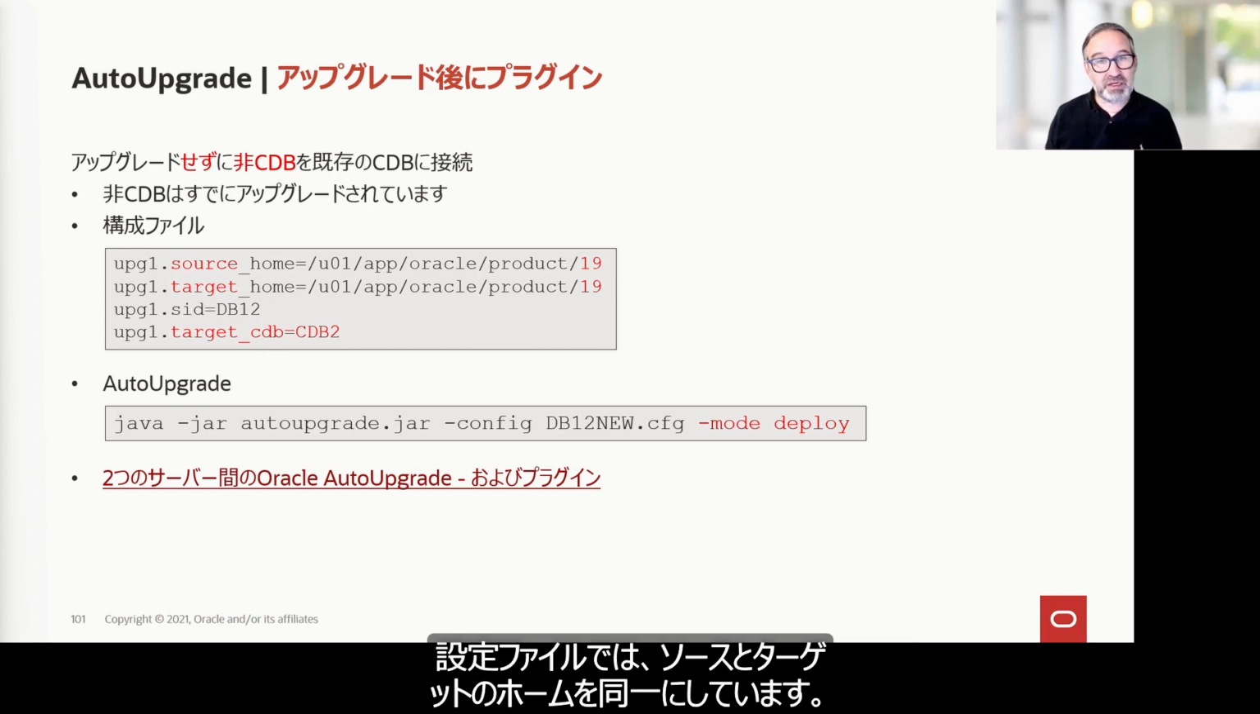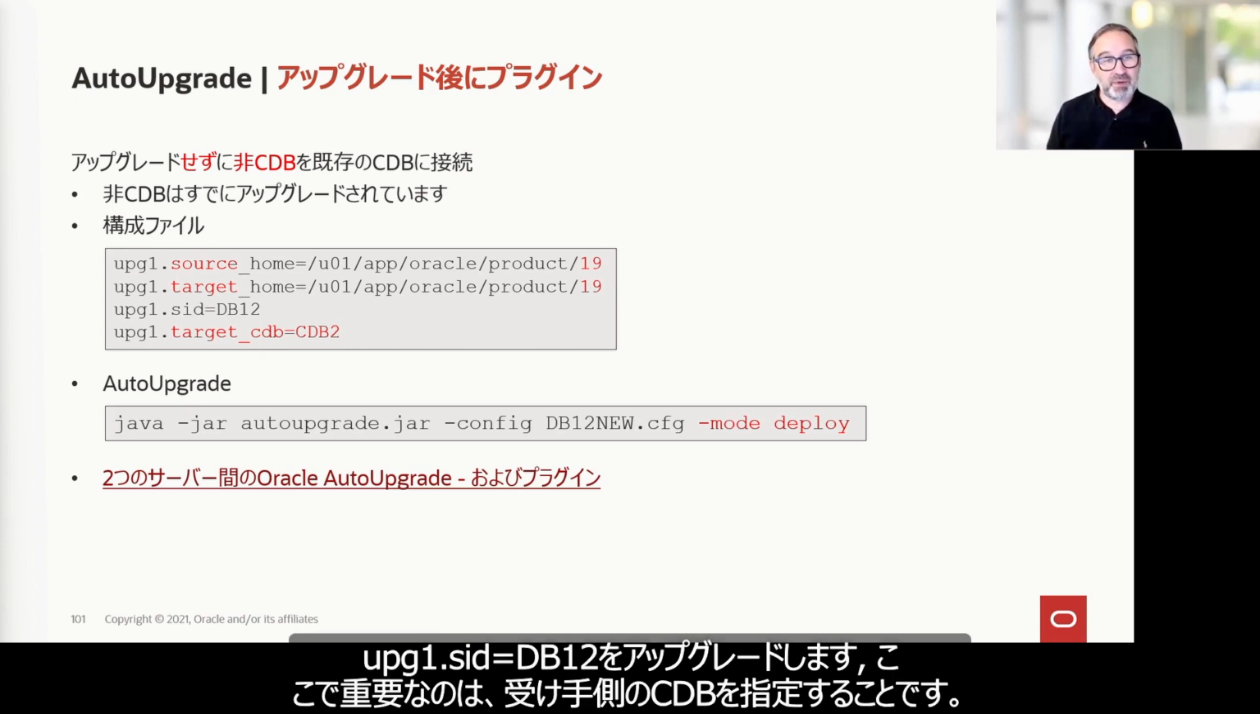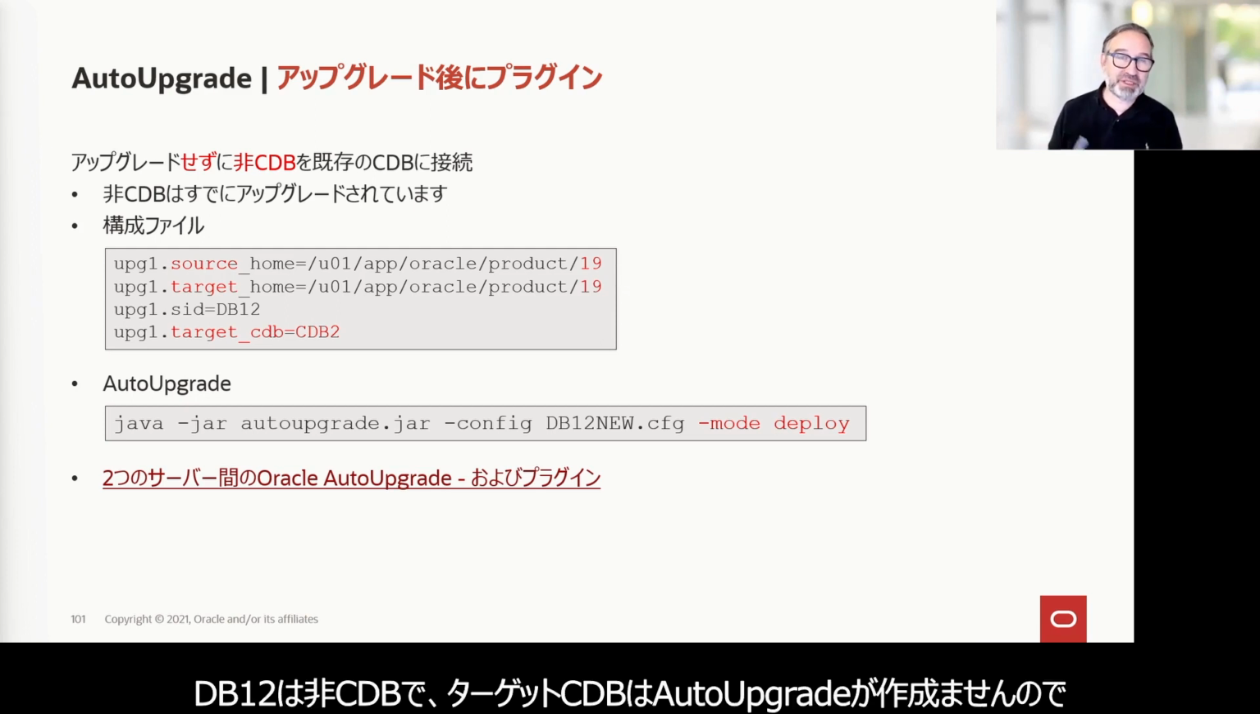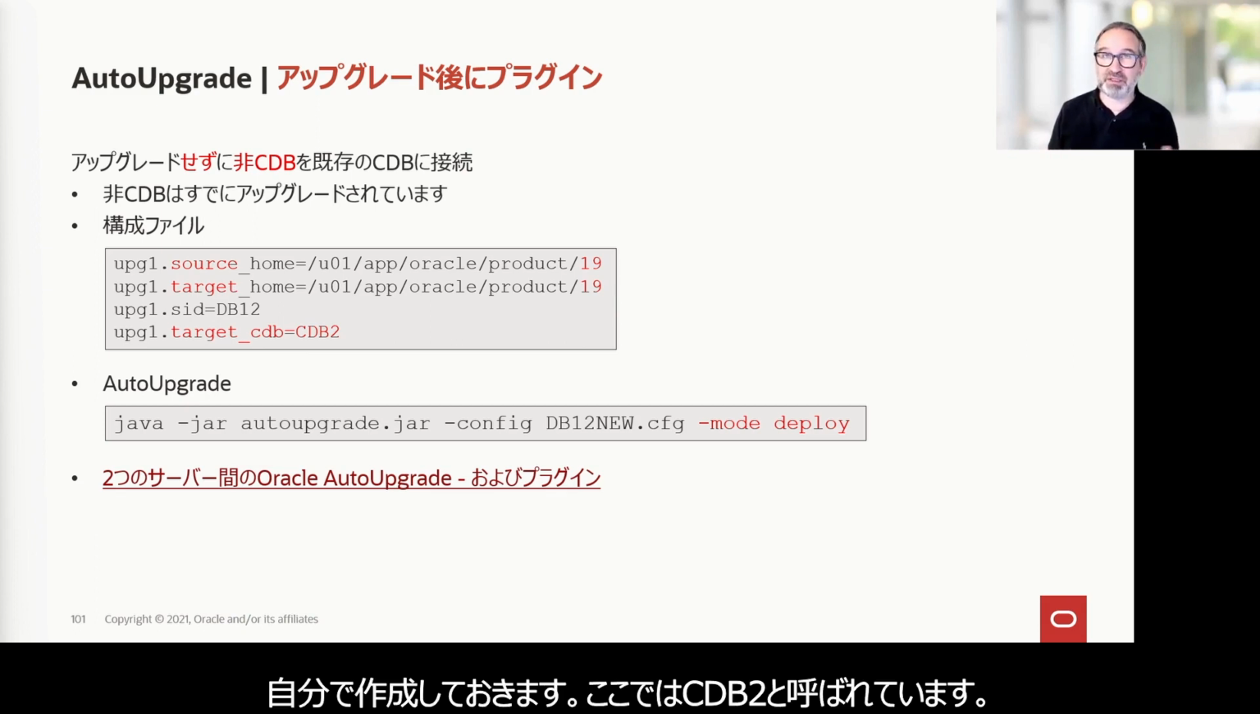The config file has my source and target home identical here. Upgrade UPG1, SID is DB12. Now important, I need to specify the receiving CDB. So DB12 is a non-CDB, and the target CDB, which AutoUpgrade doesn't create, you have to create that by yourself, is called here, in my case, CDB2.